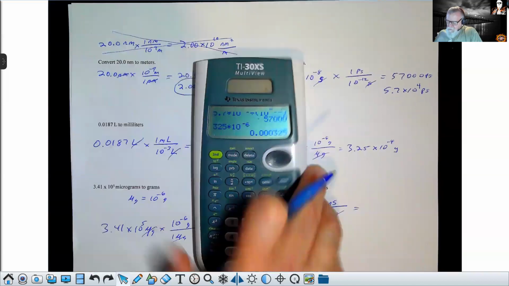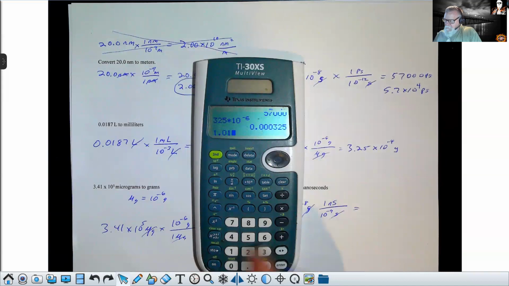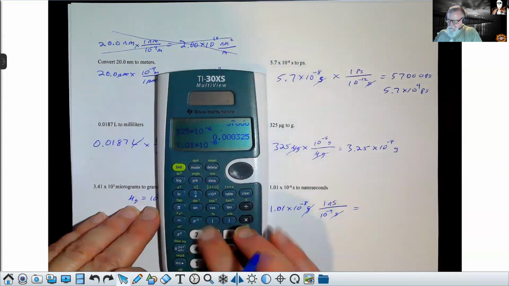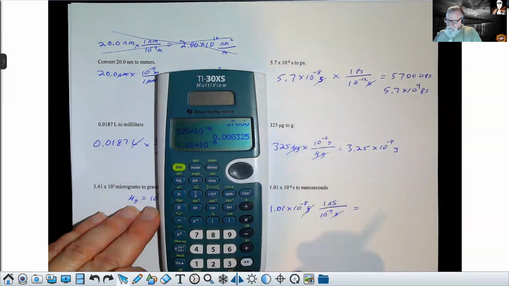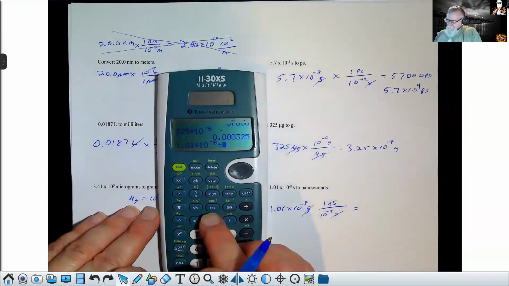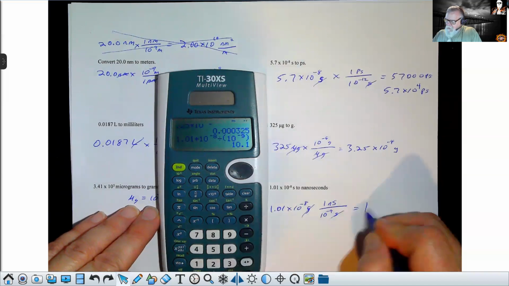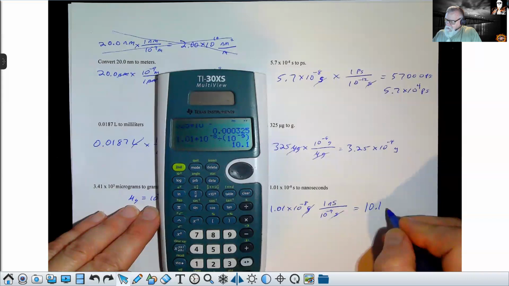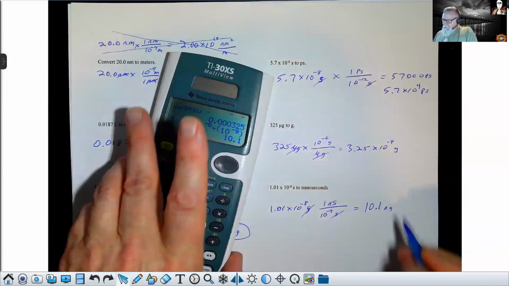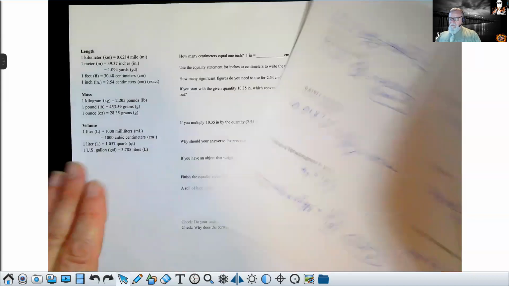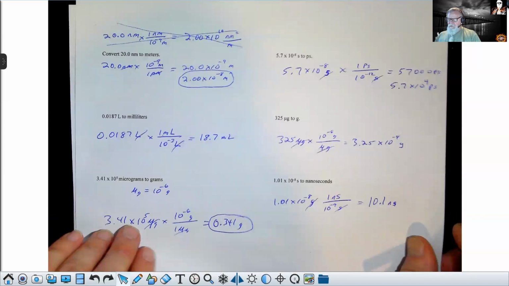And so we have 1.01 times 10 to the negative 8 divided by 10 to the negative 9 equals 10.1 nanoseconds. Right? Okay. So that's that. That's one-step conversions within metric.